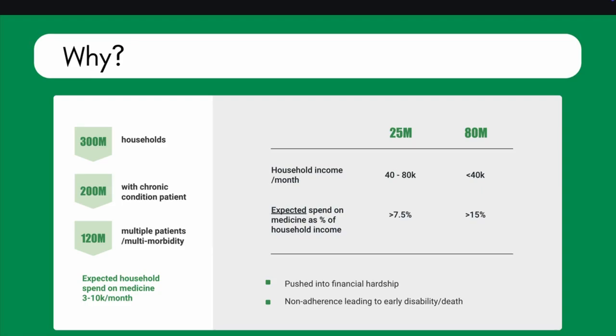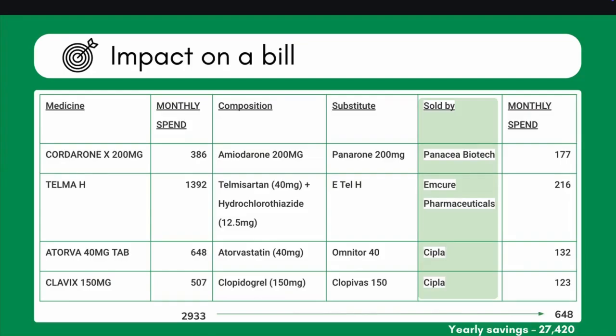So this is a common example of a bill. Let's say a customer is taking Cordarone X 200 mg, Telma H, Atorva 40 mg, Clavix 150 mg. The total bill comes to 2933 rupees monthly spend. Instead, if he takes top brand suggested medicines like Panaron 200 mg by Panacea Biotech, Etel H from Emcure, Omnitor from Cipla, Clopivaz from Cipla, they can save 27,020 rupees per year. Effectively their bill comes down from around 3000 rupees to around 650 rupees. So that's how we make the difference.